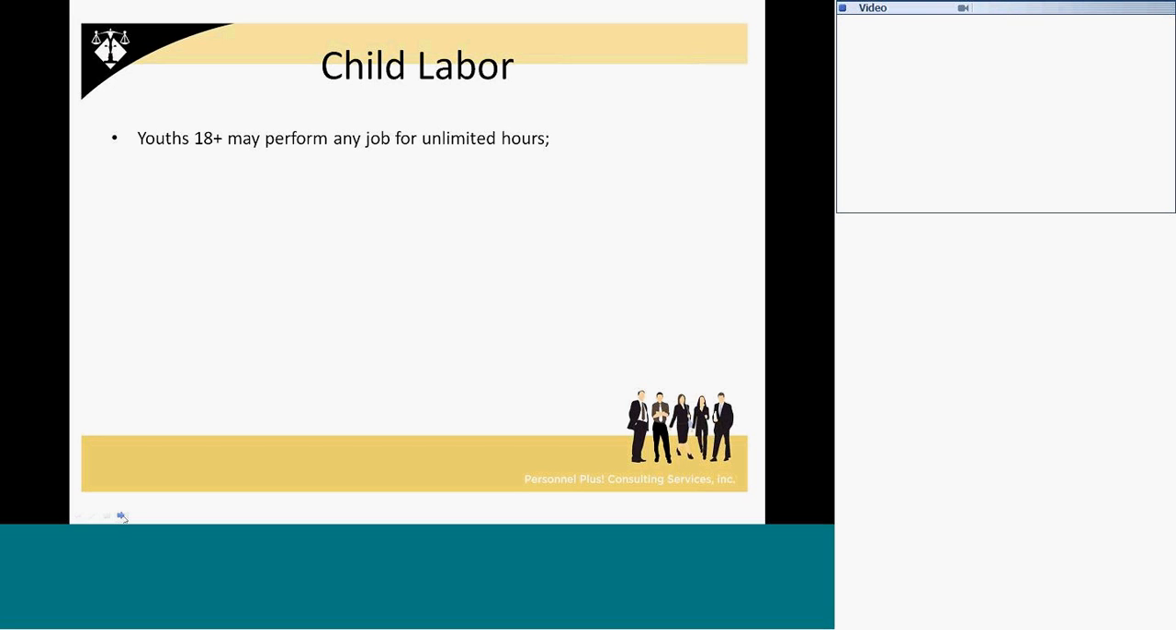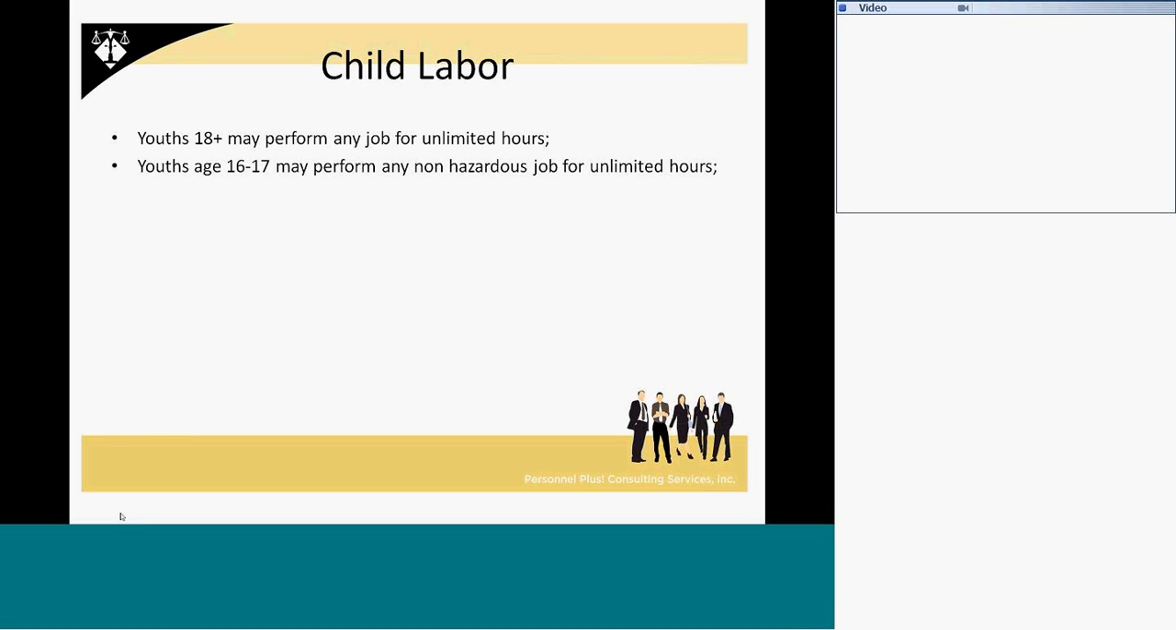In some, if you're a commercial driver, federal law requires you to be 21. But in the absence of a real job-specific statute that requires people to be older, the general rule is people who are 18 can do anything.